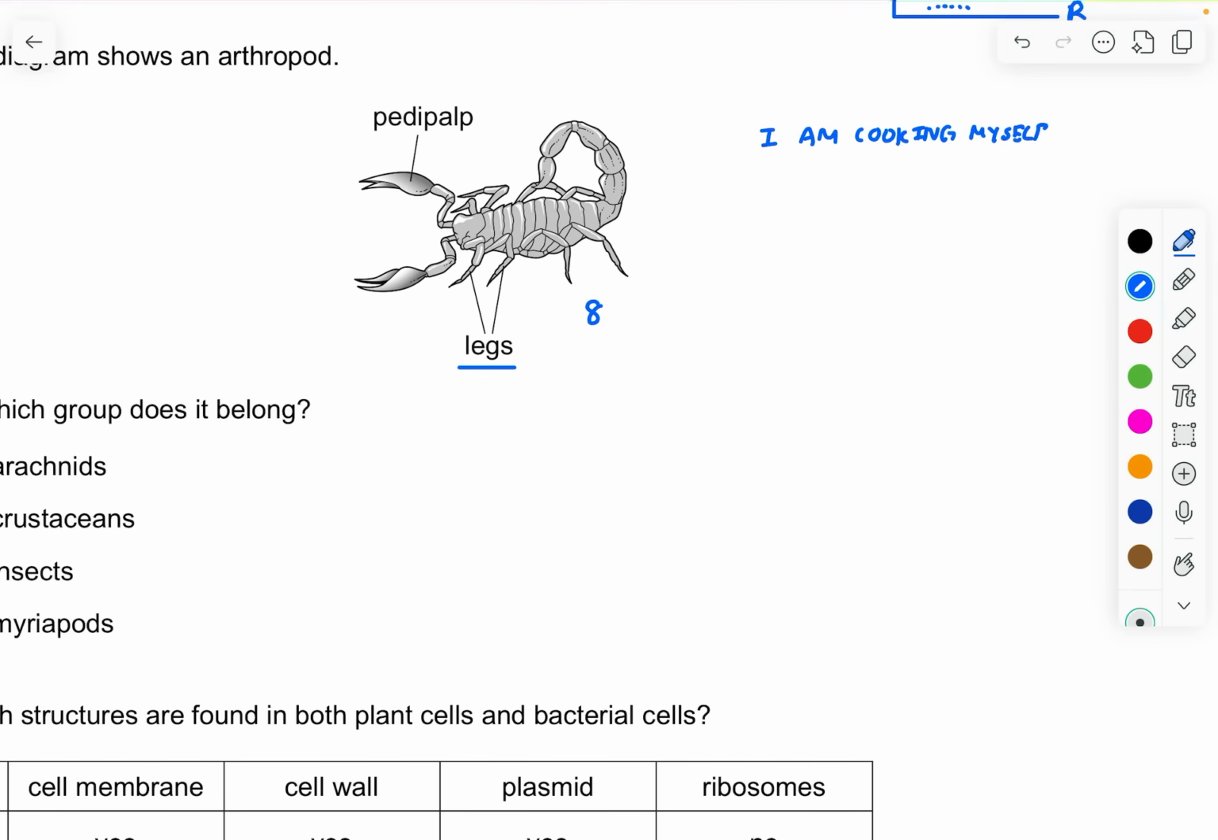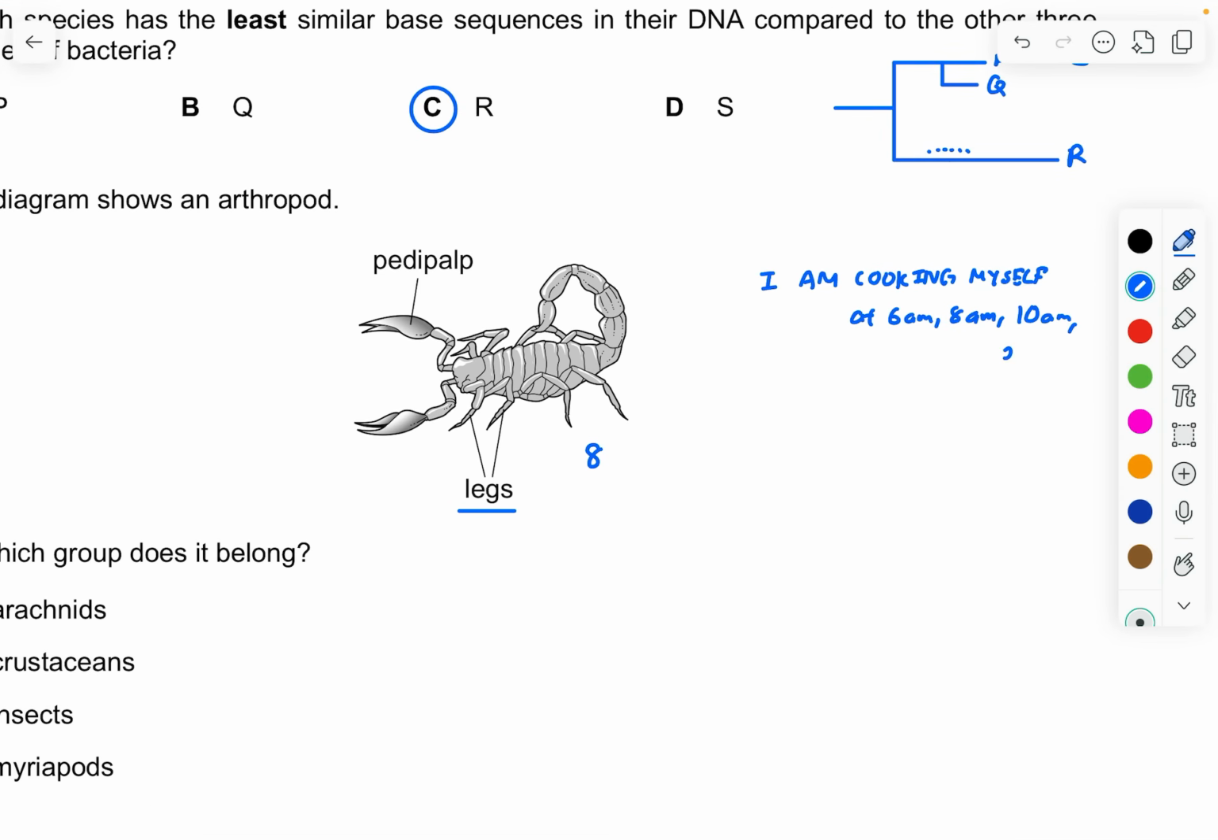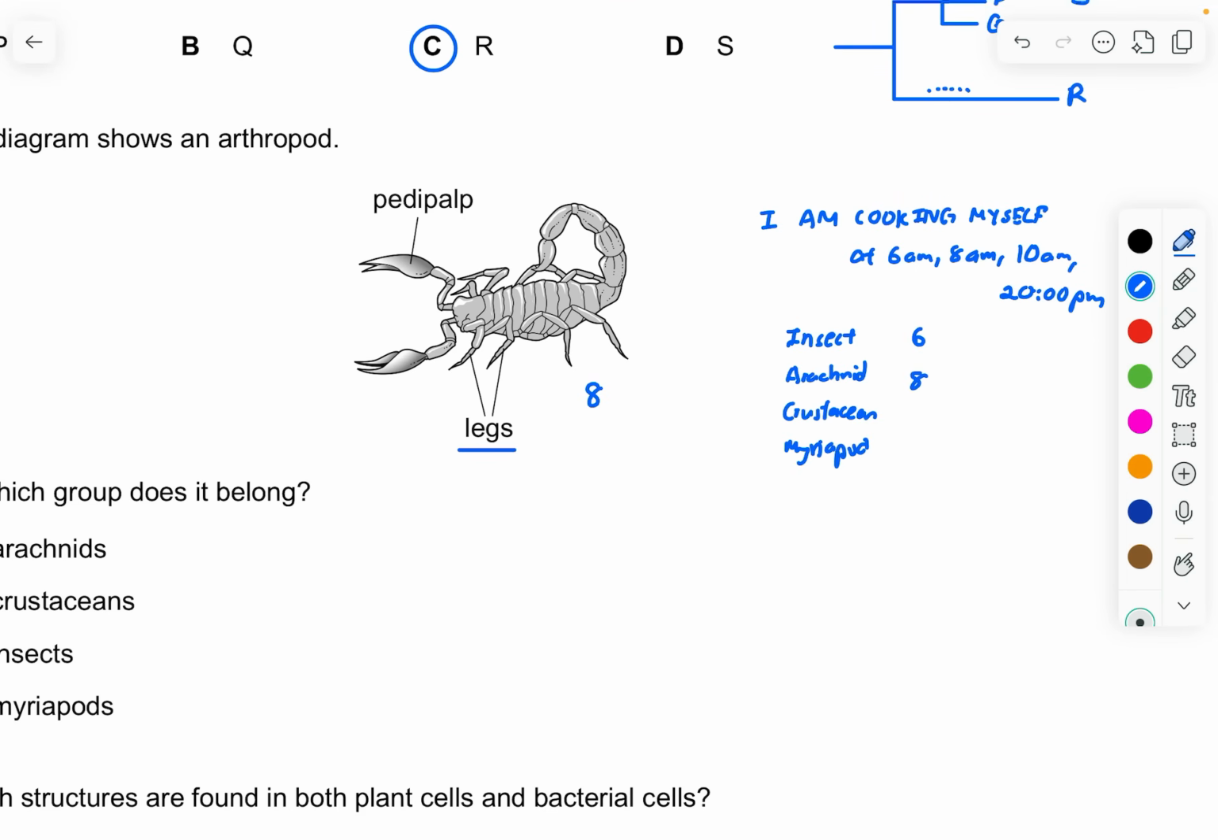So I remember it with a little story: I am cooking myself at 6 a.m., 8 a.m., 10 a.m. and 20 o'clock p.m. So that is how it works. It means this is insects, arachnids, crustaceans, and myriapods: 6, 8, 10, and more than 20 legs.